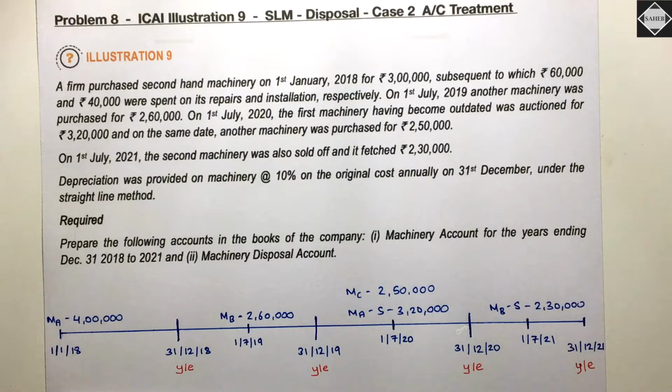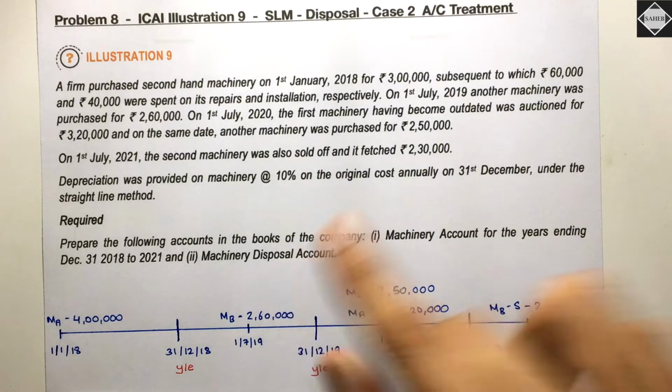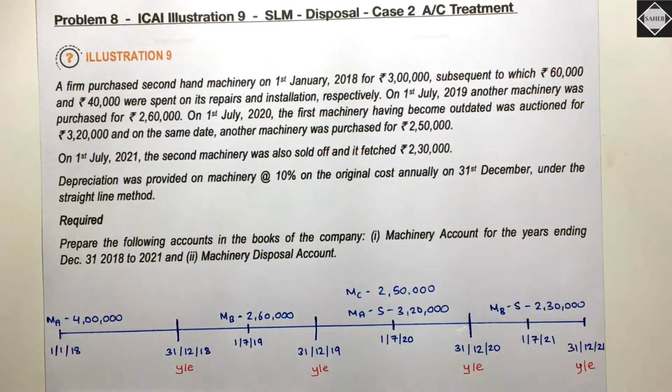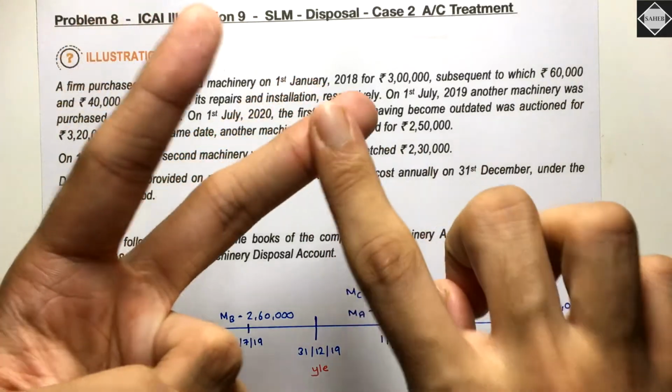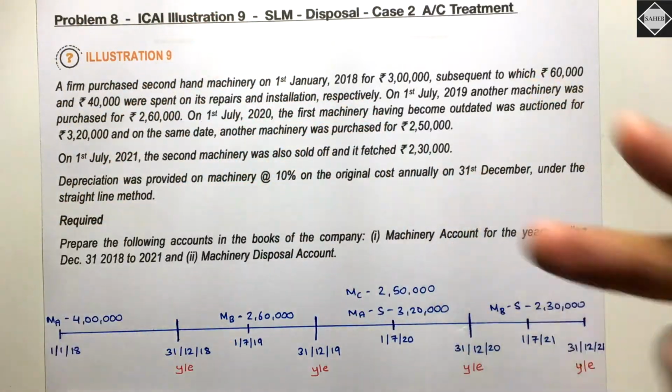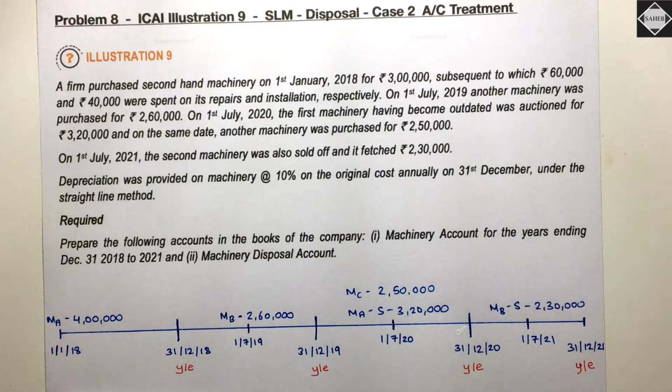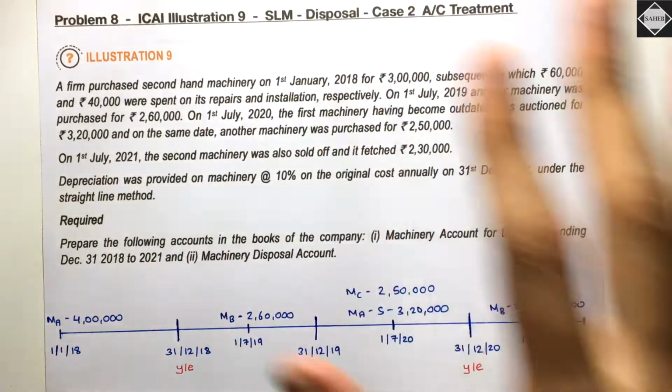You see, they are asking for the machinery account as well as the disposal account, and here provision is not maintained. So which case is this? There is no provision, but you have to prepare the machinery disposal account. So this is case 2 of the accounting treatment which we do regarding the disposal of PPE.